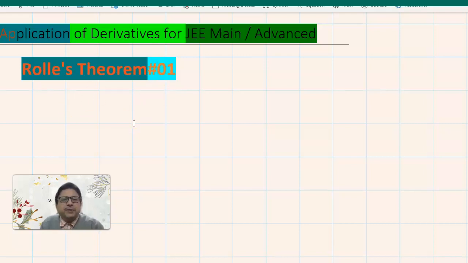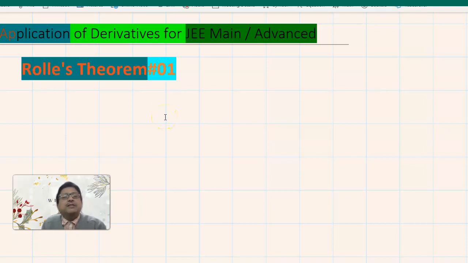Some topics you have already finished in class 11. I am not going to discuss those topics at this moment, as I have done that in another session. Here I would like to discuss a topic you have recently finished, and that is the application of derivative.